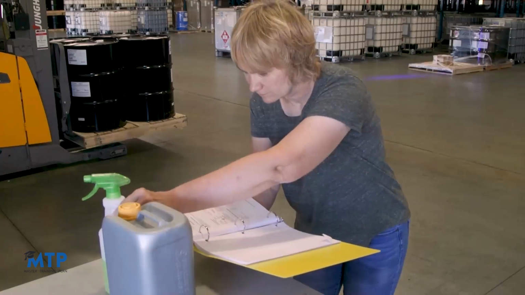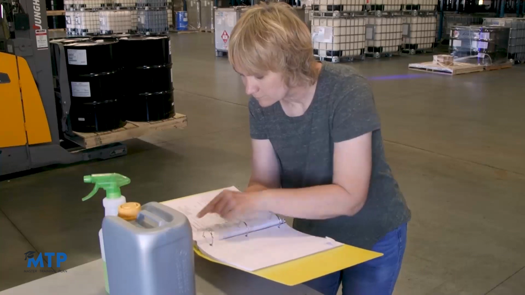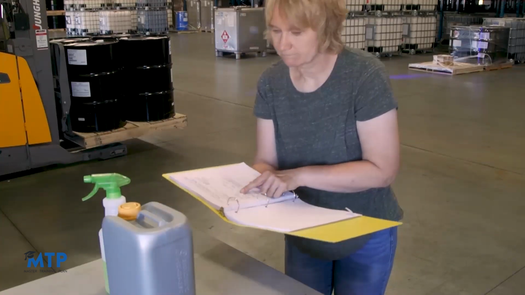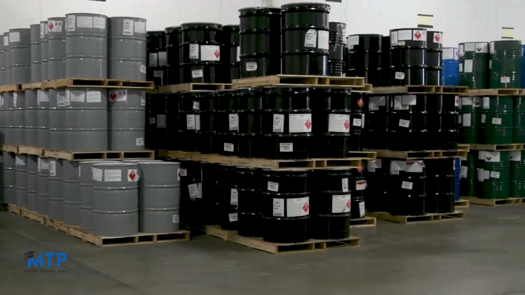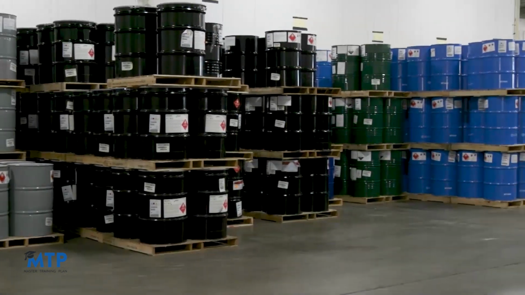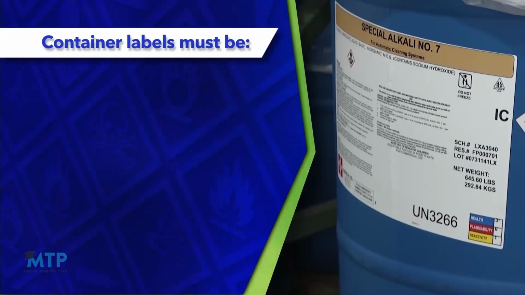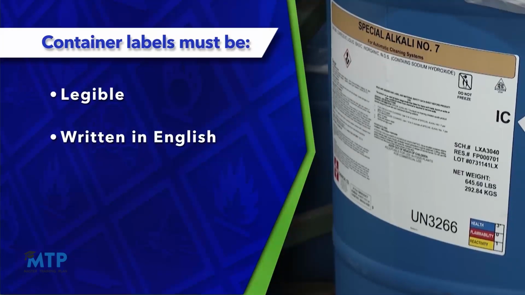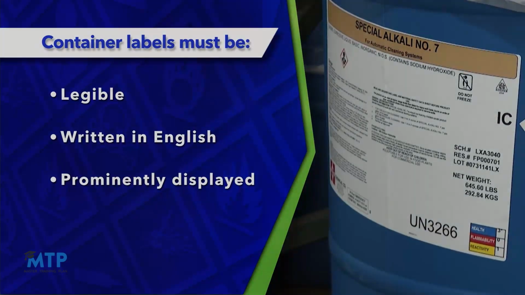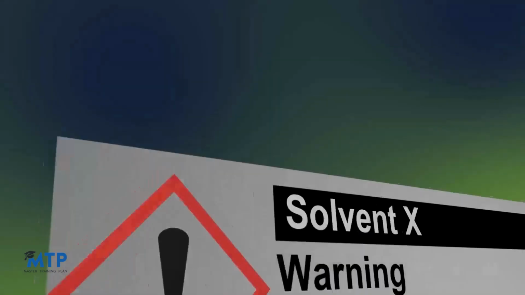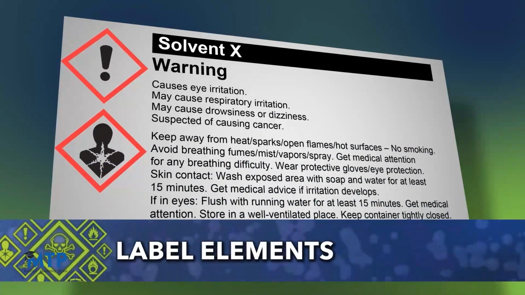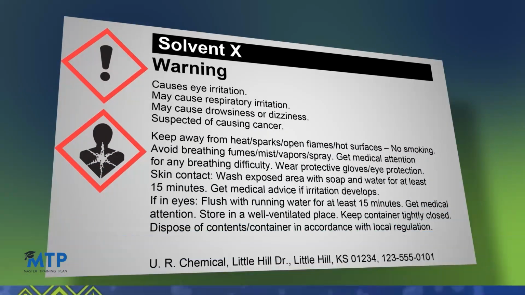Container labels are a quick guide to important information about the hazardous chemical. Fortunately, the HAZCOM standard requires all labels to include the same type of information. They must also be legible, written in English, and prominently displayed. Each label on a shipped container of a hazardous chemical must have 6 specific elements.